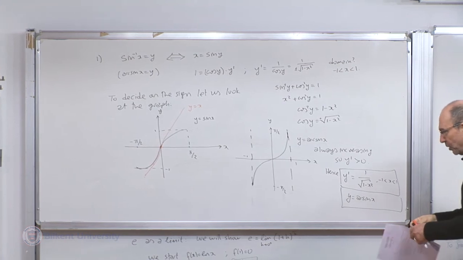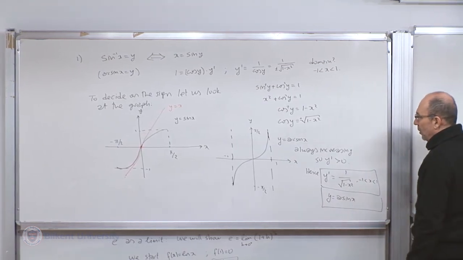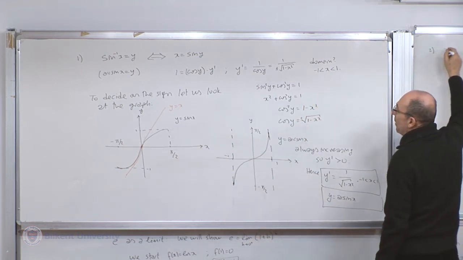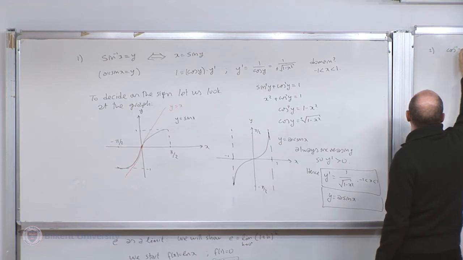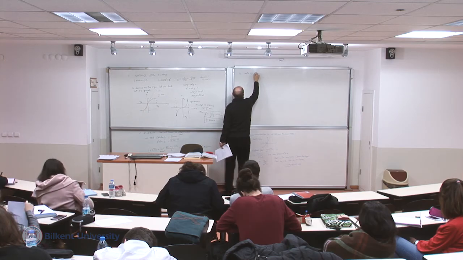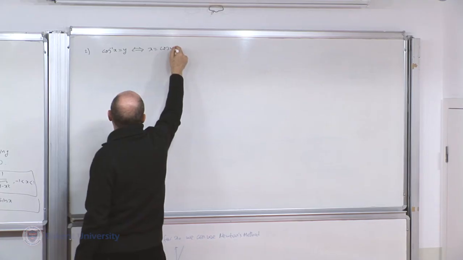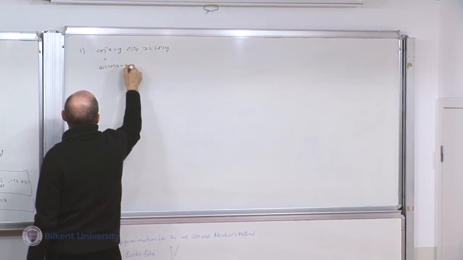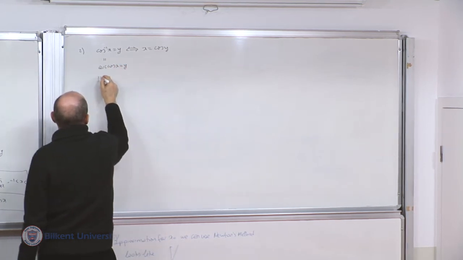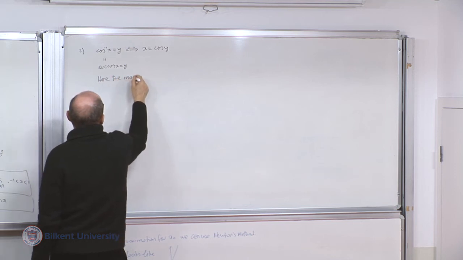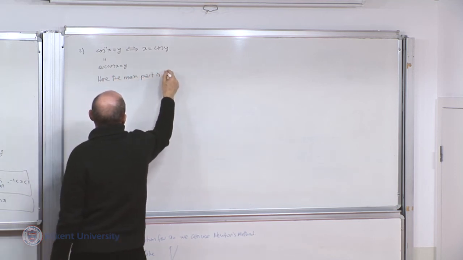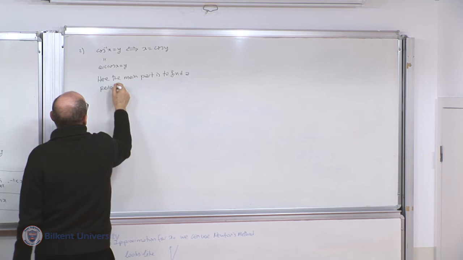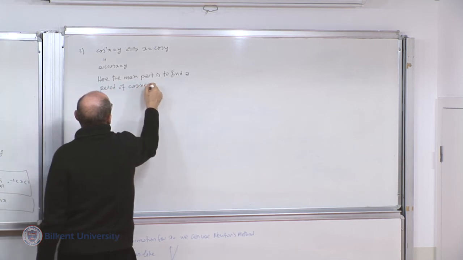So let's just find a period of cosine to invert. Cosine inverse x equals y if and only if x is equal to cosine y. Sometimes we write this as arc cosine x equals y. So here the main part is to find a period of cosine to invert.